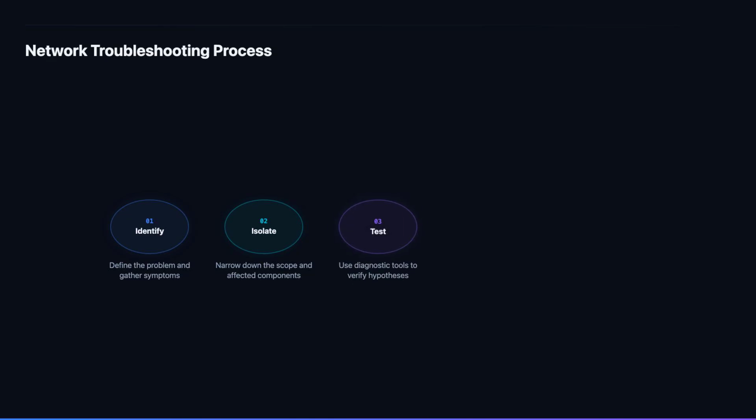We use tools like ping, traceroute, and packet captures to test our hypotheses about the root cause. Once we identify the root cause, we apply the fix and verify that normal operations are fully restored. We document everything so future administrators can quickly resolve similar issues without starting from scratch.